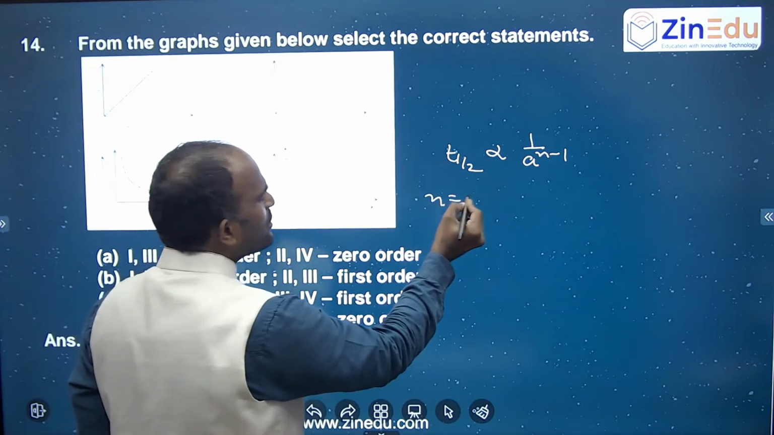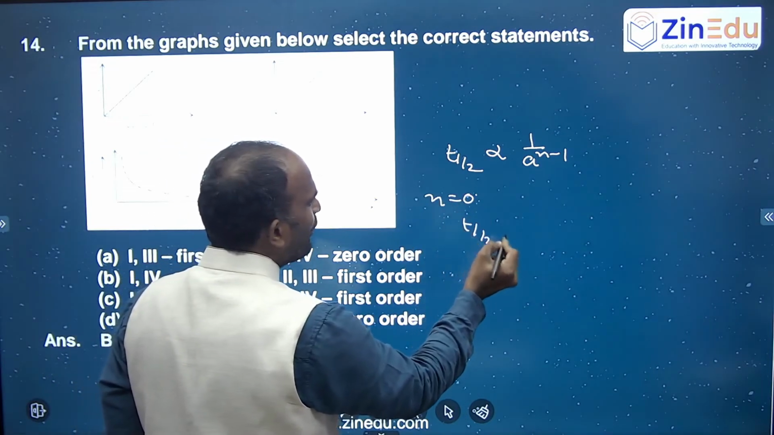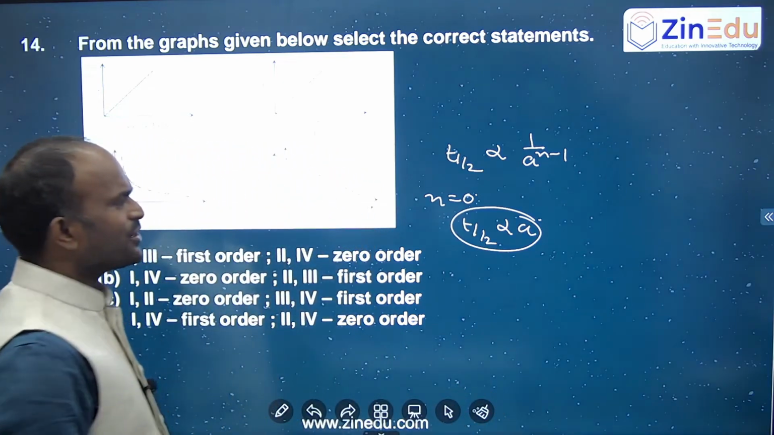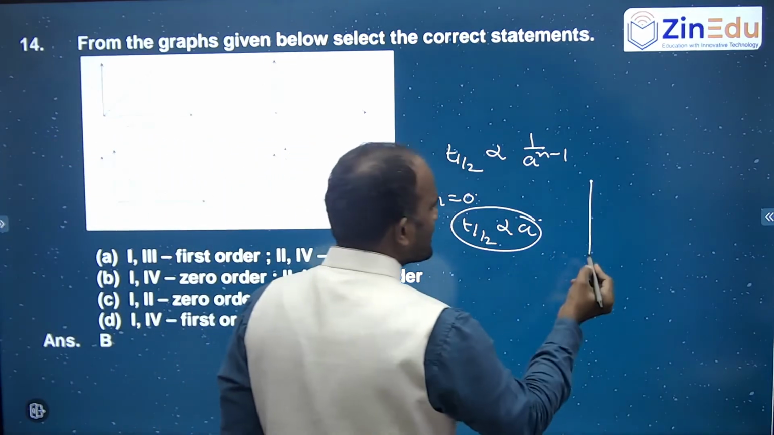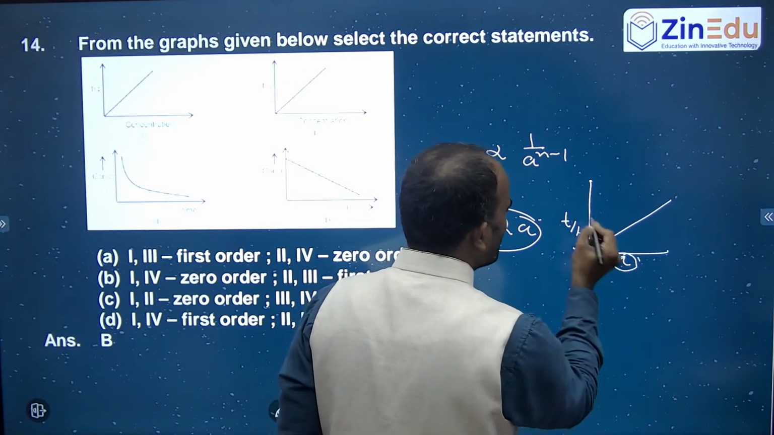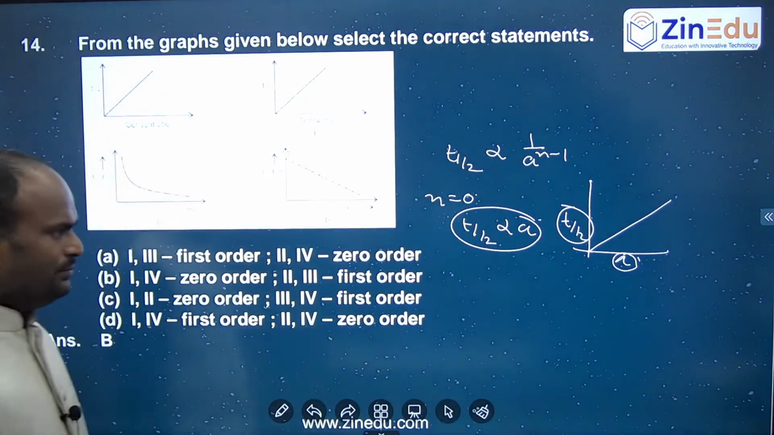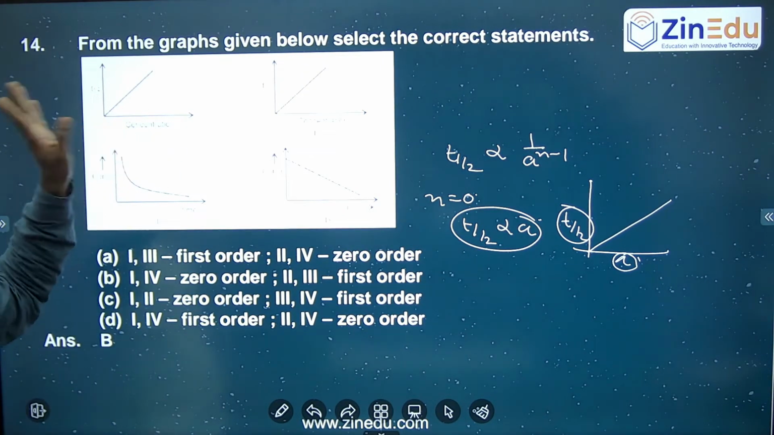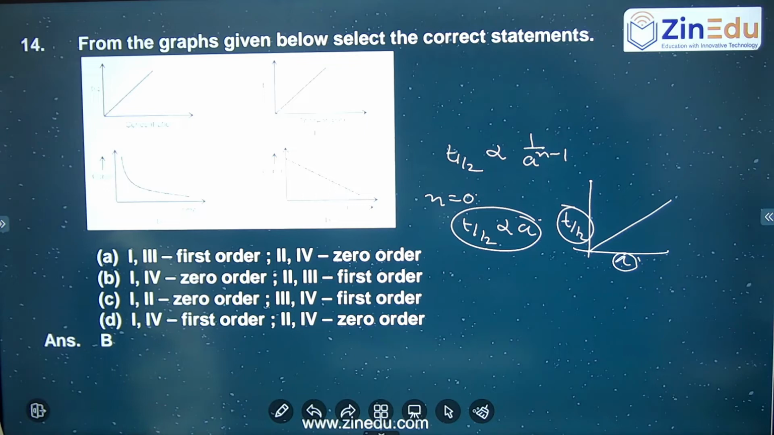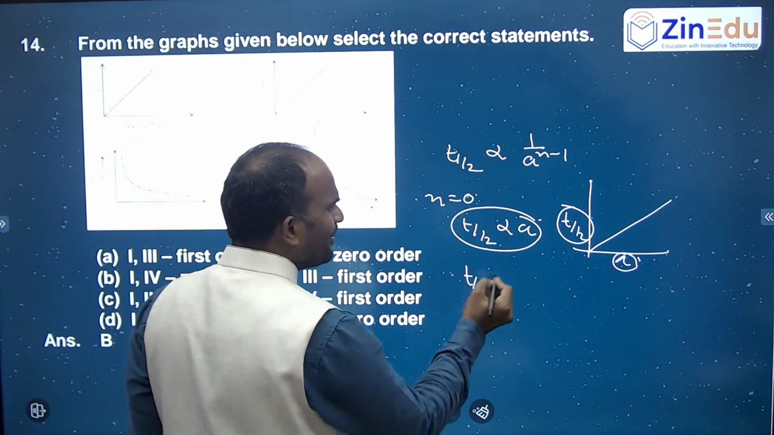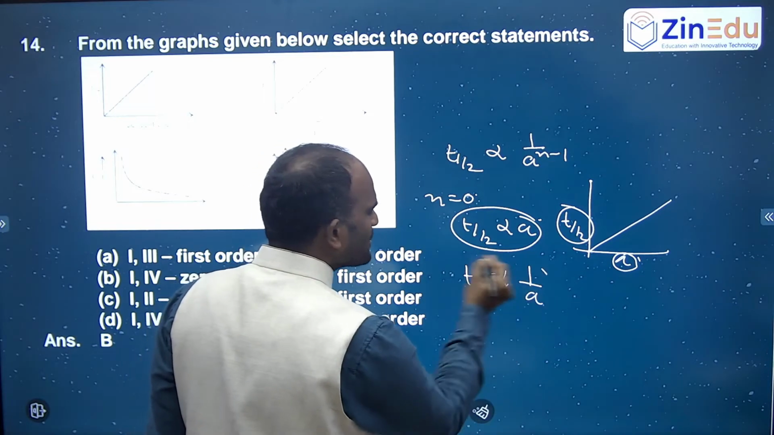If n is equal to 0, T half is directly proportional to A. Both the half-life as well as the initial concentration are directly proportional, such that for the zero order reaction, half-life and initial concentration are directly proportional. Therefore, one is going to be half-life versus concentration, which will be the zero order. When it comes to the first order half-life, it is going to be like this.